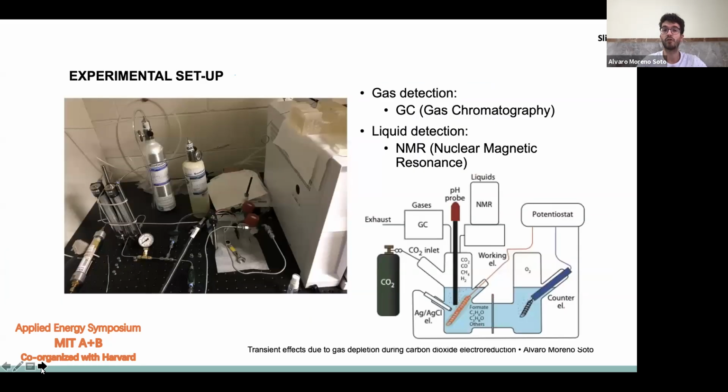coevolution. So for that, we're going to use our experimental setup, which will consist of an H cell in which we have a saturated bulk electrolyte consisting of a 0.1 molar KOH solution, a bicarbonate solution, and we are going to be having 2 kinds of products here. So basically we have gases that we're going to measure by gas chromatography, and liquids that we are going to measure by nuclear magnetic resonance.